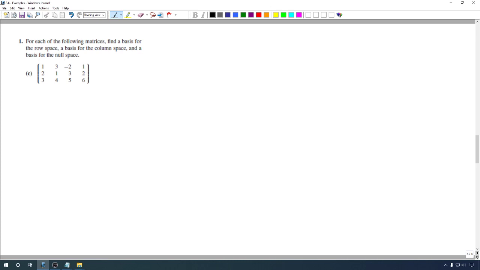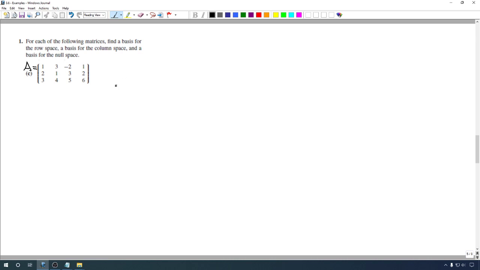This is problem 1, and we're going to work on part C. Part A and B are part of your homework for this section. In this problem, we want to find a basis for the row space, the column space, and the null space of this matrix here, which we can call matrix A.